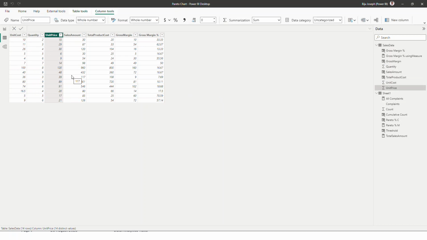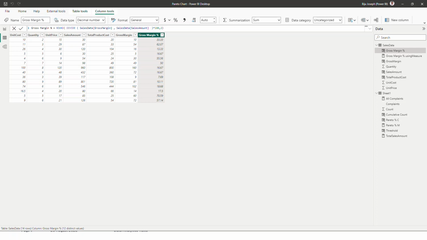Now, in order to arrive at the gross margin, I had to create 3 calculated columns. You can see in the formula bar that there is a DAX formula. For calculating the sales amount, there is a multiplication between quantity and unit price. For calculating the total product cost, there is a multiplication between unit cost and quantity. For gross margin, there is a subtraction of total cost from sales amount. Then finally, we calculate the gross margin percentage by dividing gross margin by sales amount and multiplying by 100. There is a formula behind every calculated column.